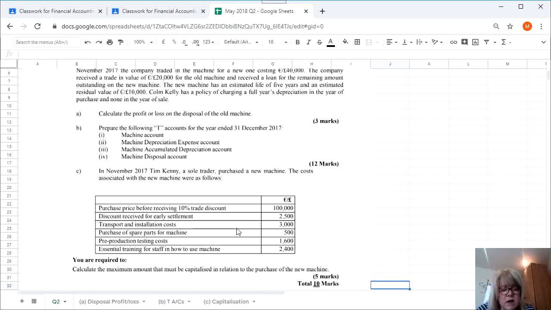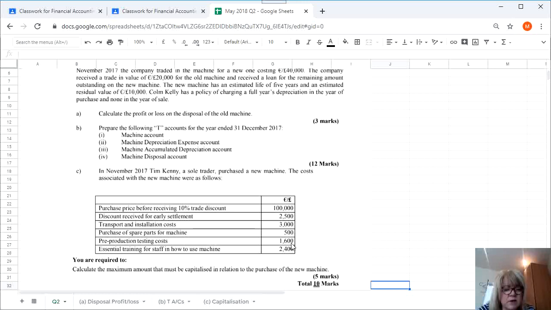Transport and installation costs, that's all part of getting the machinery up and running, and installation can be capitalised. Other things there, such as engineering fees or even legal fees that may be necessary to get the machine up and running, are essential to the installation of the machine. That can also be capitalised. The purchase of spare parts for machines cannot be capitalised. That's part of ongoing maintenance and repair, and therefore is a current expenditure in the income statement as opposed to capitalisation of a fixed asset.